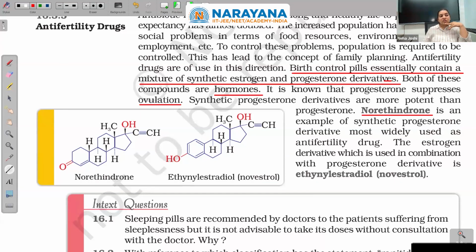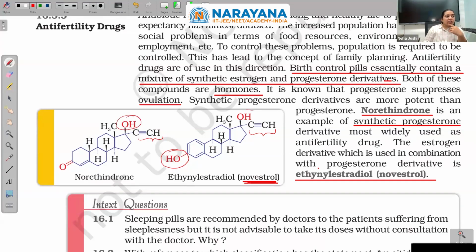Norethindrone is an example of a synthetic progesterone derivative, most widely used as an anti-fertility drug. The estrogen derivative, which is used in combination with the progesterone derivative, is ethinylestradiol. Novestrol is the word that is easy to remember. See, novestrol has a terminal alkyne, so it will give that terminal alkyne test. They can ask which one gives what test. Terminal alkyne test. It will give the neutral FeCl3 test. Both norethindrone and novestrol will give this neutral terminal alkyne test.